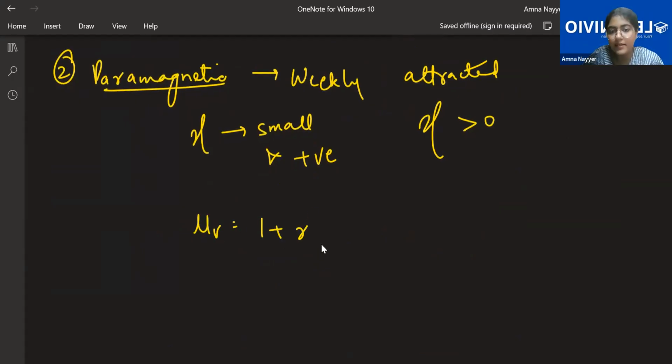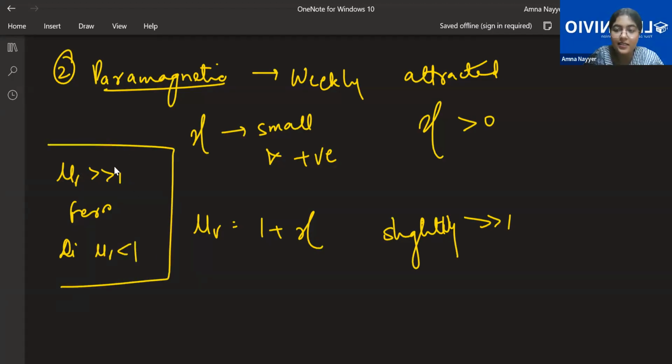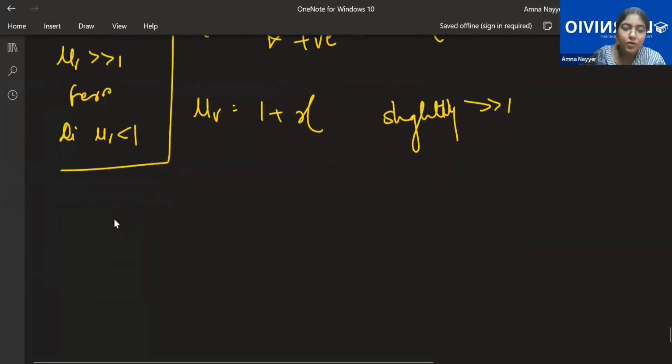And see, one more thing regarding mu r. This is 1 plus susceptibility, 1 plus chi, right? So here also chi is positive, 0.0 something, so mu r will be just slightly greater than 1. If you remember, we discussed mu r is very much greater than 1 in ferromagnetic, and in diamagnetic mu r is less than 1. When you had your Biot-Savart law class, I discussed this. I gave an example. You have written it in your register. When you revise, you'll find this.